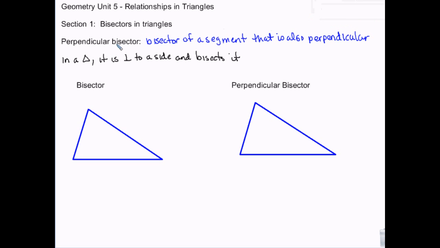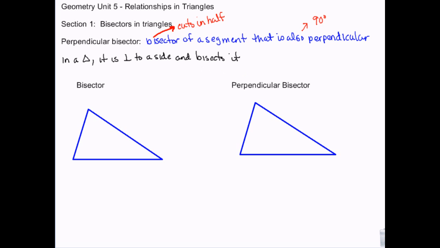What is a bisector? A bisector of a segment, remember, bisect means it cuts it in half. A perpendicular bisector also cuts the segment in half, but it's at a 90-degree angle. In a triangle, it's perpendicular to the side and it bisects it.